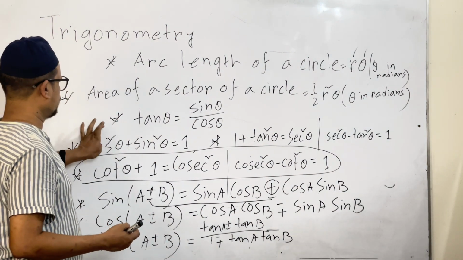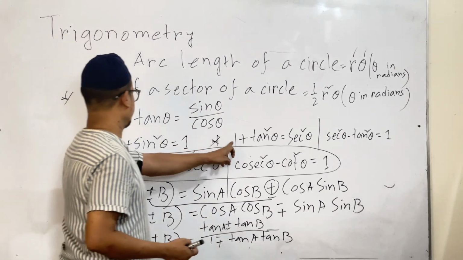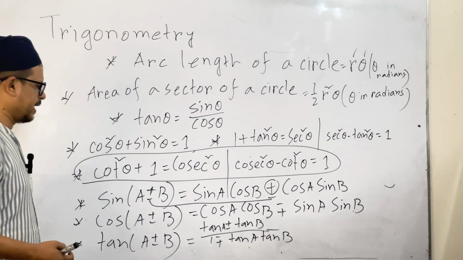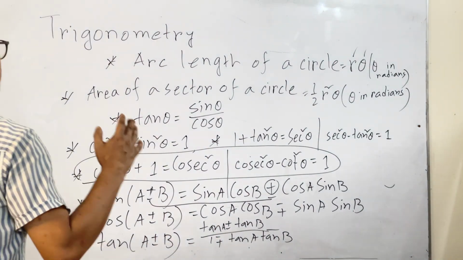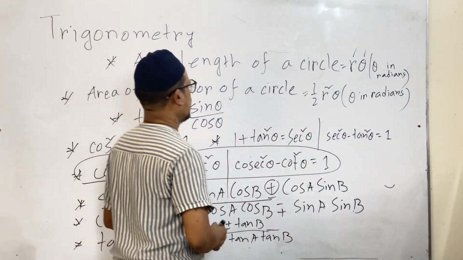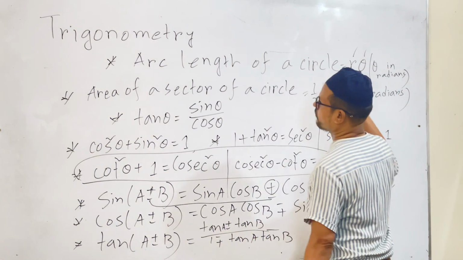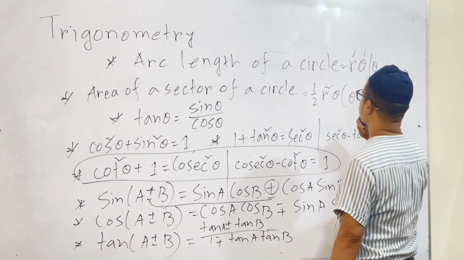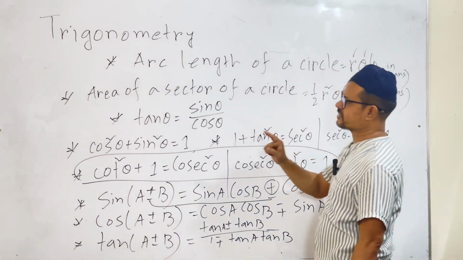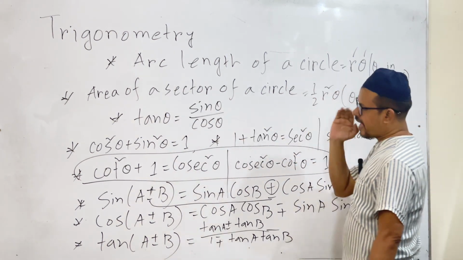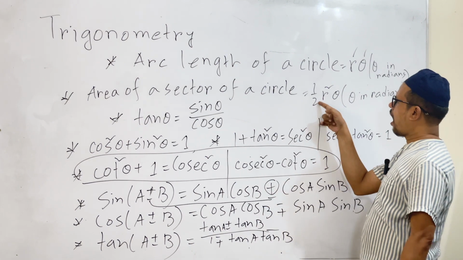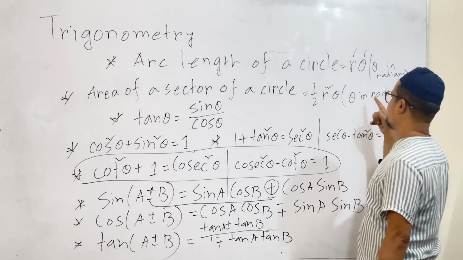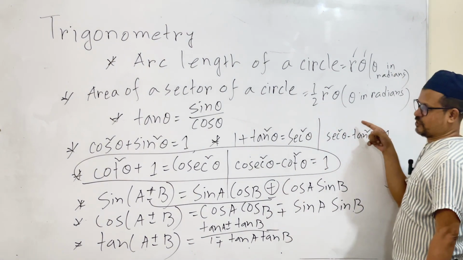1, 2, 3, 4, 5, 6, 7, 8, 9. There are 9 formulas related to trigonometry. Just the question gives us r and theta, and we can find out the arc length. If the question gives us r and asks for the sector area, this is area, this is length. Then we apply half r square theta, but theta in radians.